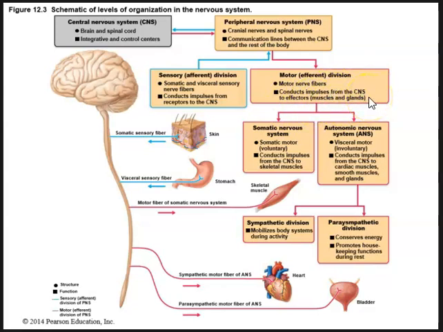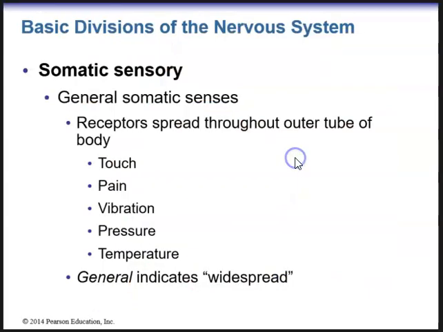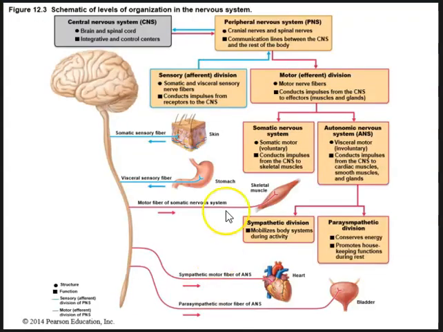And we have 2 different divisions of the motor efferent division. So we have the somatic nervous system. So somatic, this is our voluntary motor division. So we have impulses being conducted from the brain, from the CNS, to skeletal muscles. So basically, if I want to use my finger to click on my mouse like that, which I'm going to not do again, I'm using my somatic motor fibers that are coming from my brain to do that.